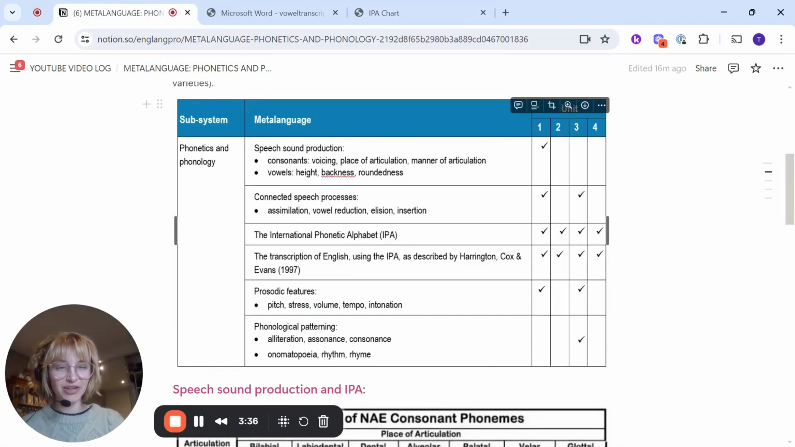So that's speech sound production. You don't need to know it in year 12. You need to know it for unit 1 only, and all you really need is an understanding that we classify sounds in phonetics based on how they're produced in the mouth.